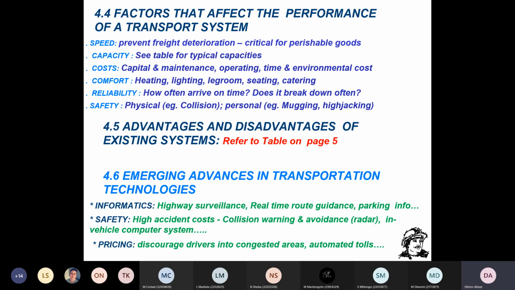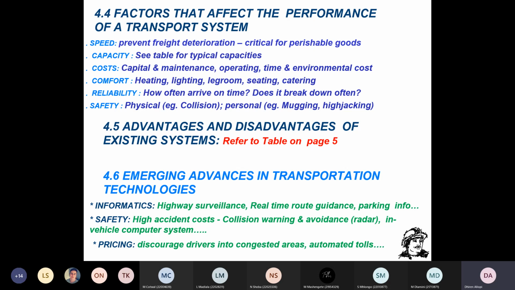Is it the private motor car? Is it the bus? Is it the minibus taxi? I'm referring specifically now to road. The same could apply to other modes, whether rail, water, or air, and with regard to personal safety as well. You don't want to be in a train, for example, and get mugged, or in your motor car and get hijacked in your driveway or whatever. So you can see all that falls under the safety factor.